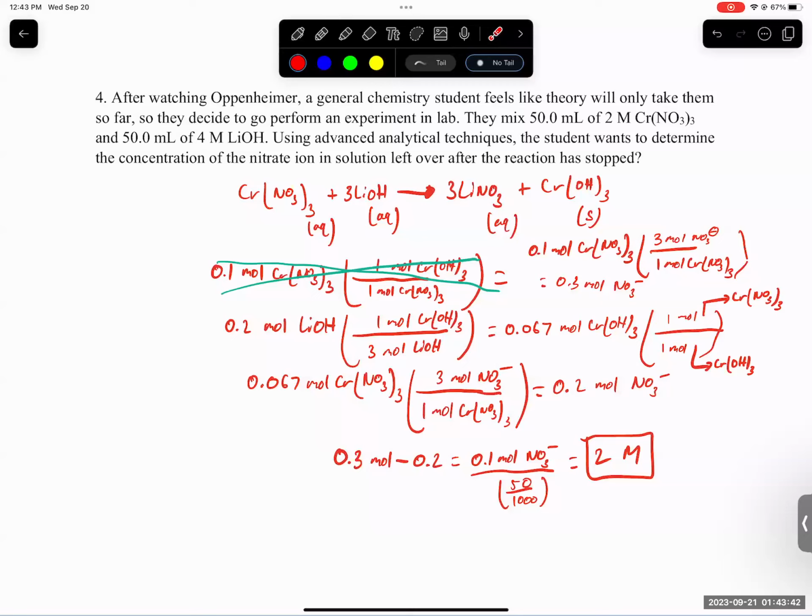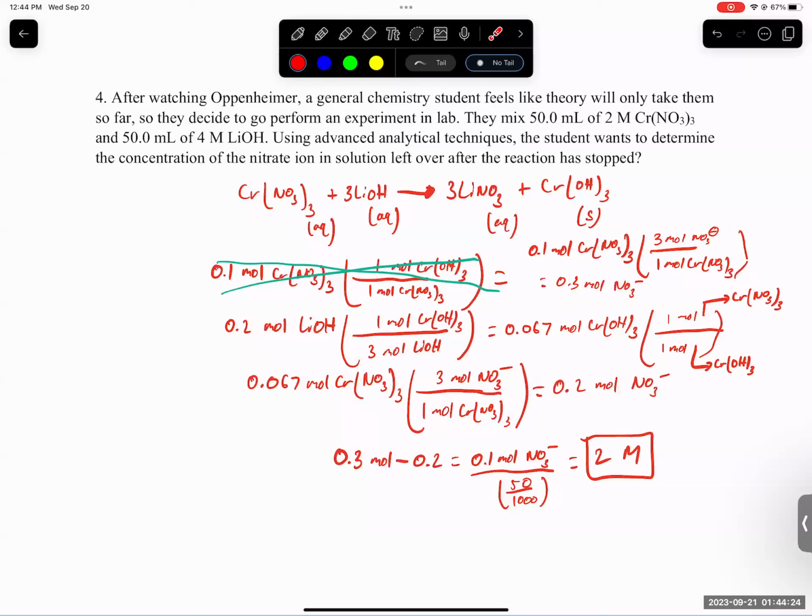Since this is an ionic compound, there is 1 chromium ion and 3 nitrate ions. So what I had to do was multiply the moles of chromium nitrate by 3 to get the moles of the nitrate ion, because the amount of nitrate is 3 times as much as it would be for the regular compound. Once I did that, I got 0.2 moles of NO3 minus. But this represents the amount I used up, and the question is asking for how much is left over.